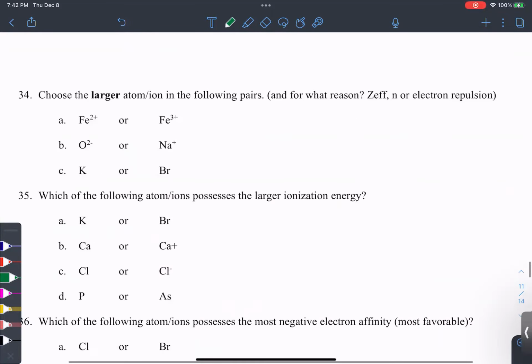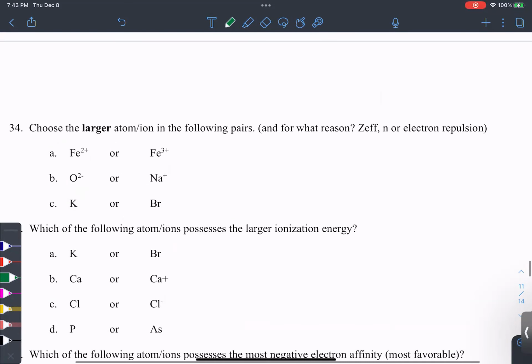All right. So let's do all of these because to me, they're all basically the same question. With all of these trends, when we think about size, ionization energy, electron affinity, students will show me their periodic table with the trends drawn on it. They'll be like, is this right? And I'm like, I don't know, because I don't think about trends in terms of the periodic table.